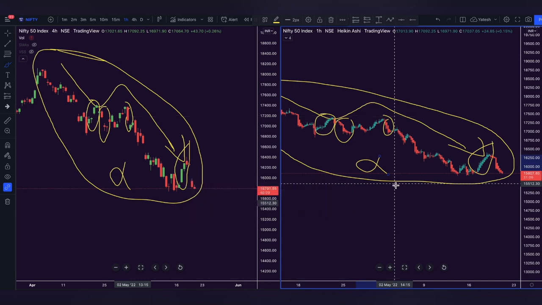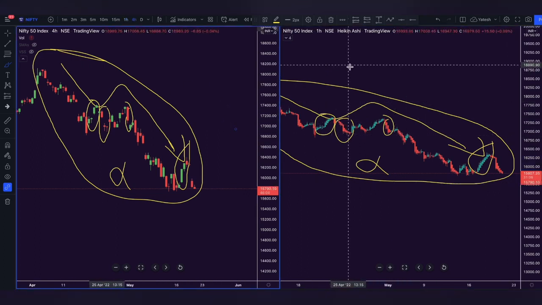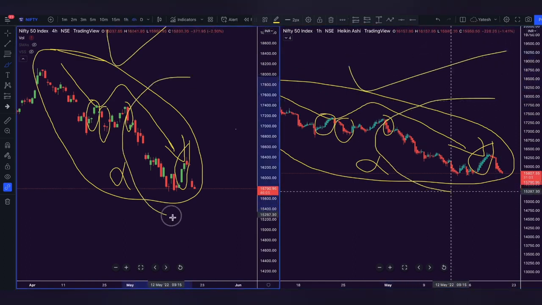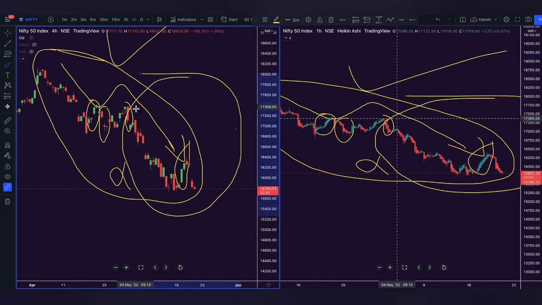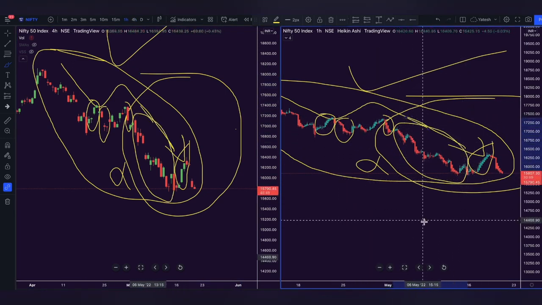Now the main question which a lot of people will have is, why is the same chart looking different in Heikin Ashi compared to the traditional candlestick chart? You need to understand this. Only then you will have better idea about how to trade with Heikin Ashi strategy.